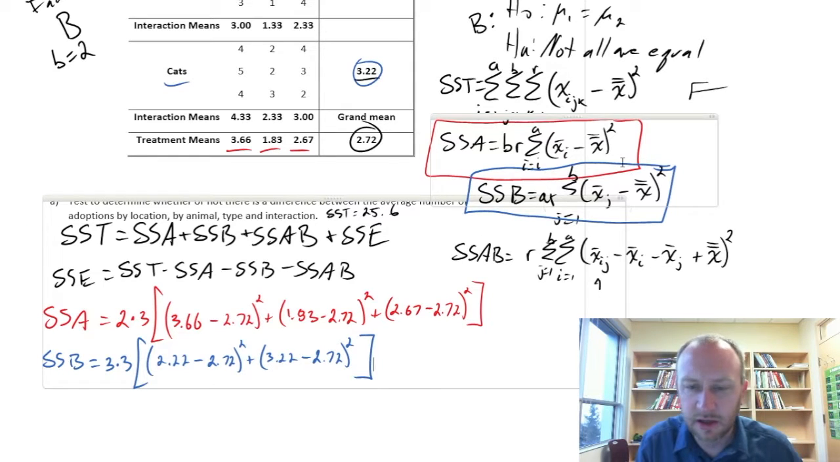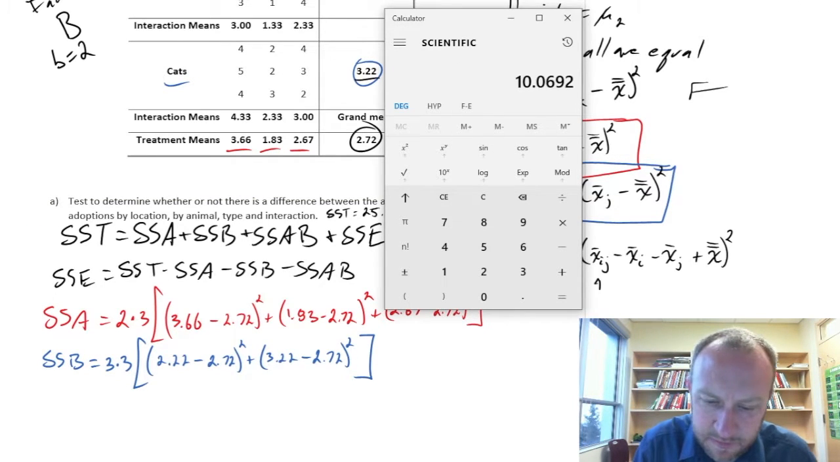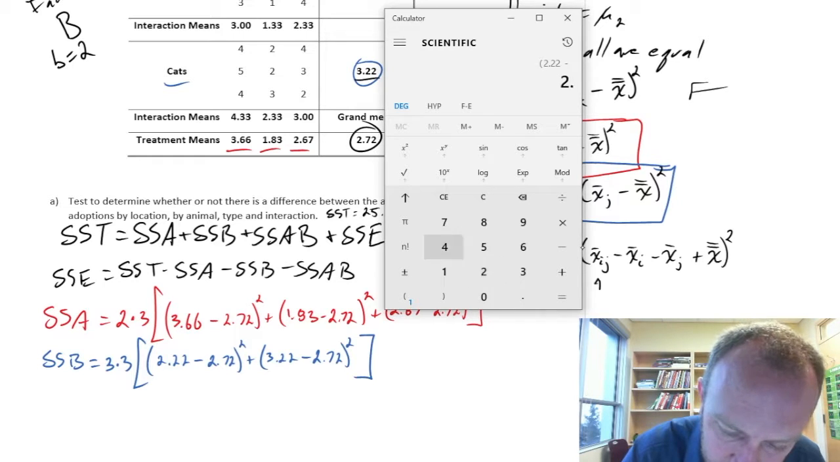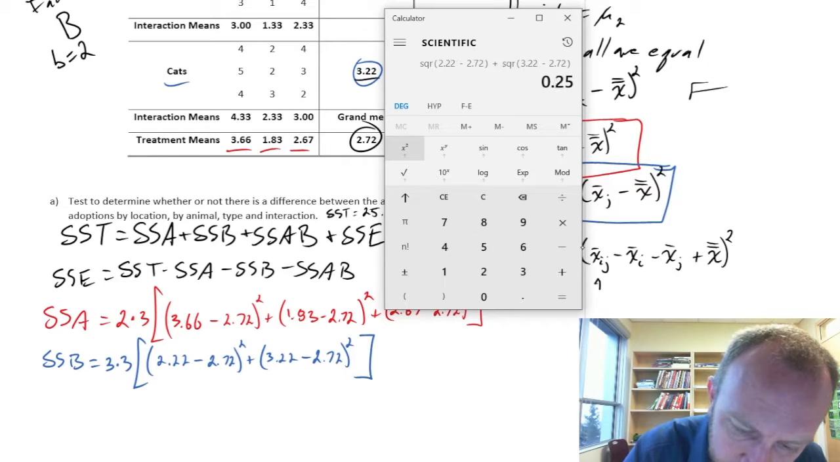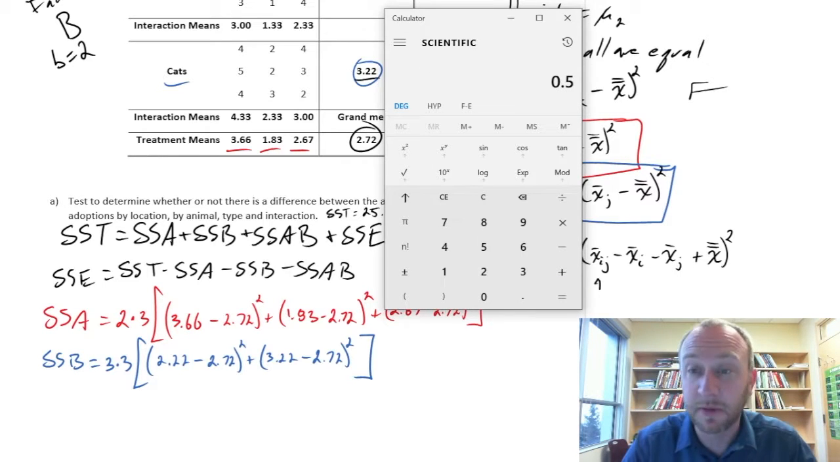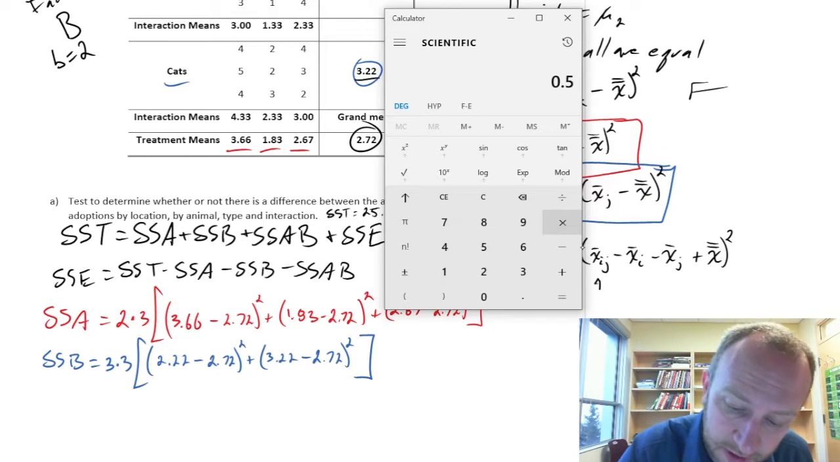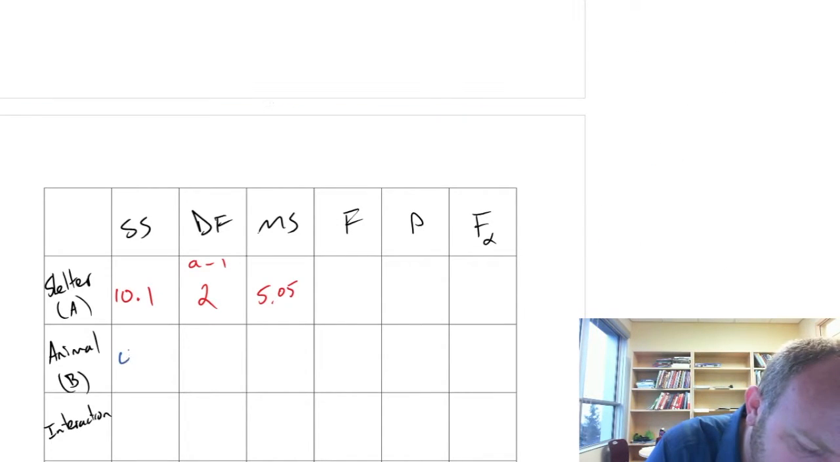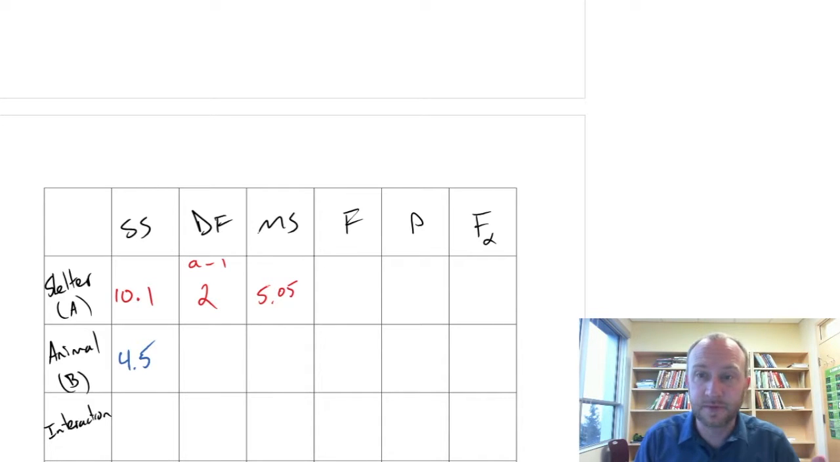This one will be nice and easy, nice and short at least anyways. So here I have 2.22 minus 2.72 squared plus 3.22 minus 2.72 squared equals 0.5, and then multiply that by 3 times 3, so multiply that by 9, 4.5. Perfect. 4.5.